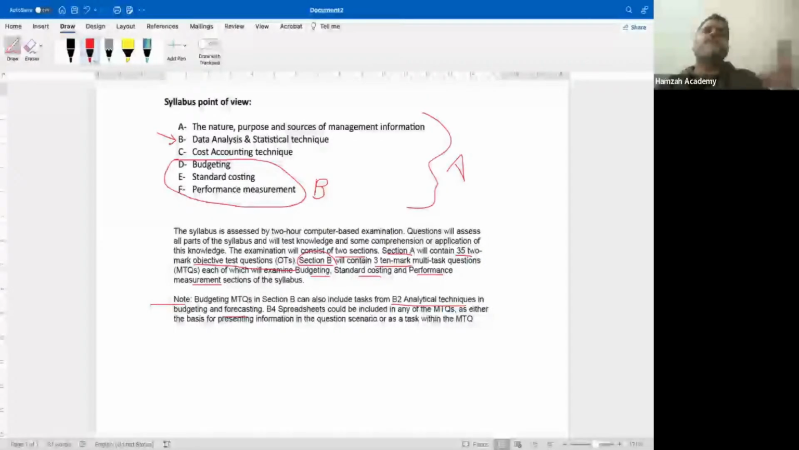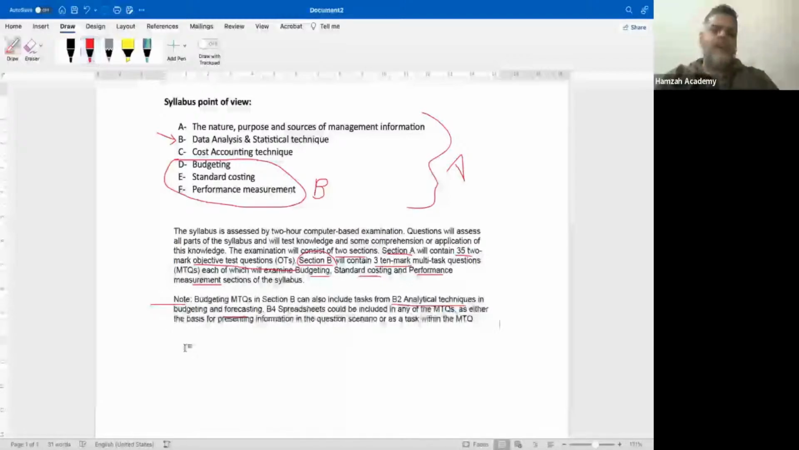Now, all you have to think about right now is how the paper is going to be. Okay. 6 areas. The first 3 areas are definitely in section A, right? No matter what, they are only going to be in section A. Then the section B area, the last 3, budgeting, standard costing, and performance measurement, can be in section A as well. Otherwise, they are the favorite area as far as section B is concerned, right?